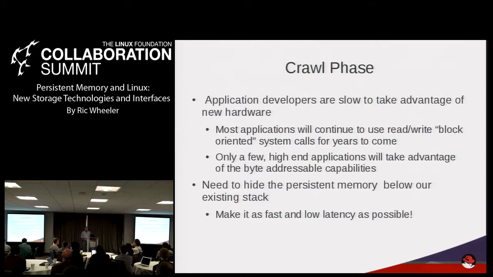So in the crawl phase, what are you going to do when you have this first batch of parts? I think the first thing we're going to have to do is probably support the majority of applications who aren't going to use new APIs. We'll probably still have, and continue to have for a long time, people who use system calls, read, write, and file system abstractions that they're familiar with. And we'll have to hide the parts effectively in our stack. Just make them as fast as possible.